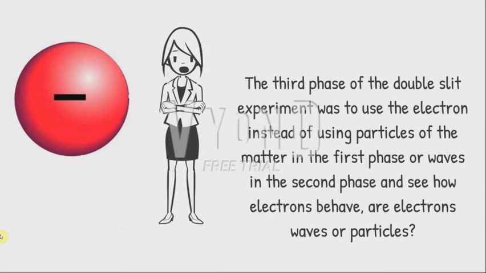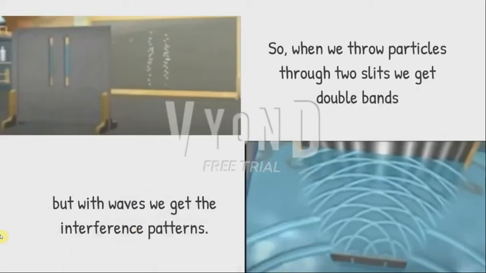The third phase of the double slit experiment was to use the electron instead of using particles of matter in the first phase or waves in the second phase, and see how electrons behave. Are electrons waves or particles? So just to keep in mind, when we throw particles through two slits, we get double bands, but with waves, we get the interference pattern.